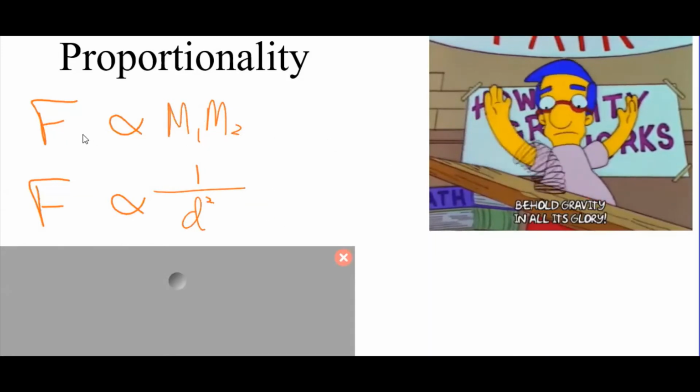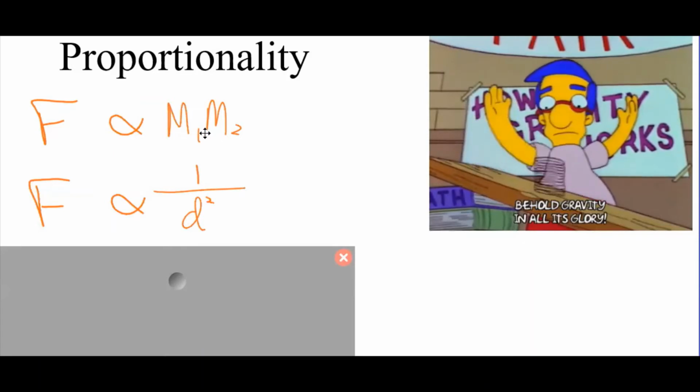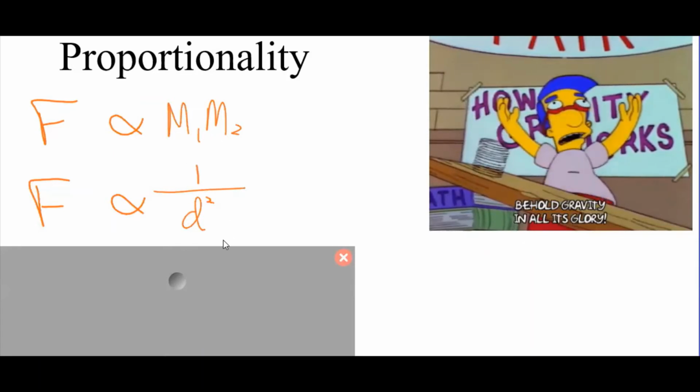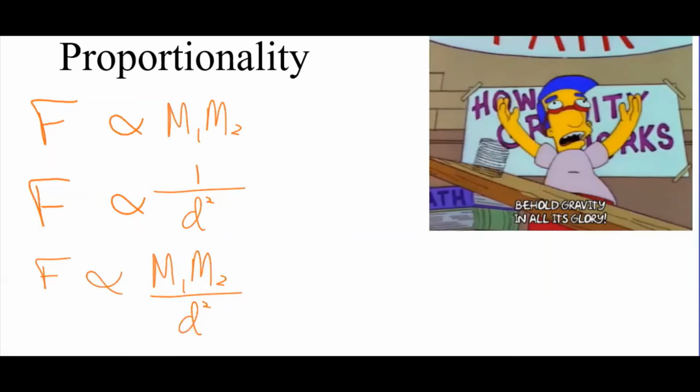So the force of attraction between two masses, according to Newton, was based on the two masses involved and how far apart they were separated. So that means it's proportional to all these things at once. And that's kind of where Newton got his start.